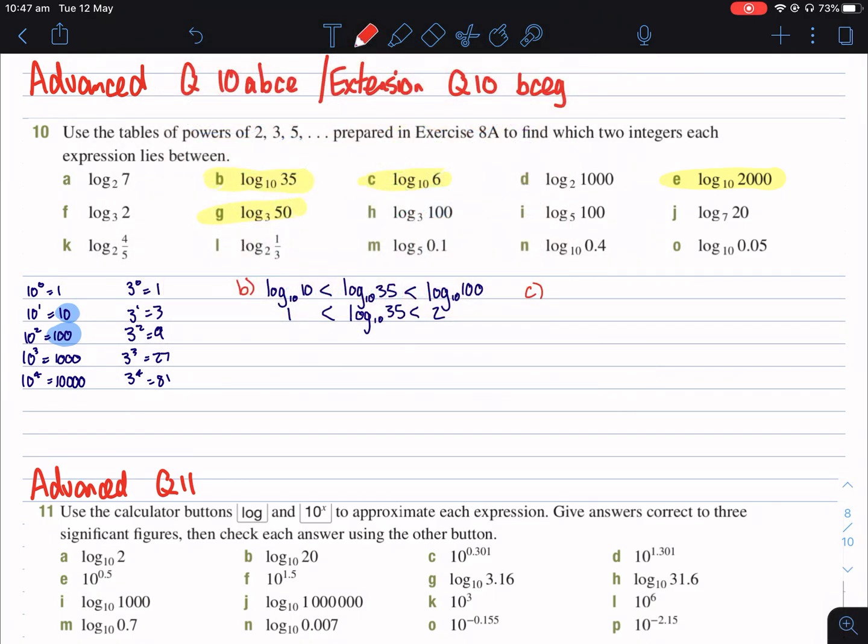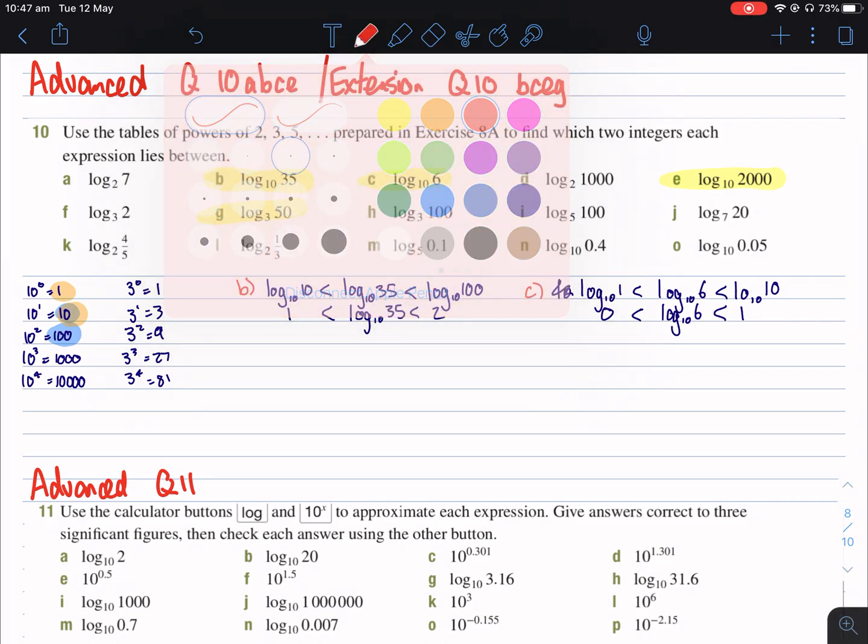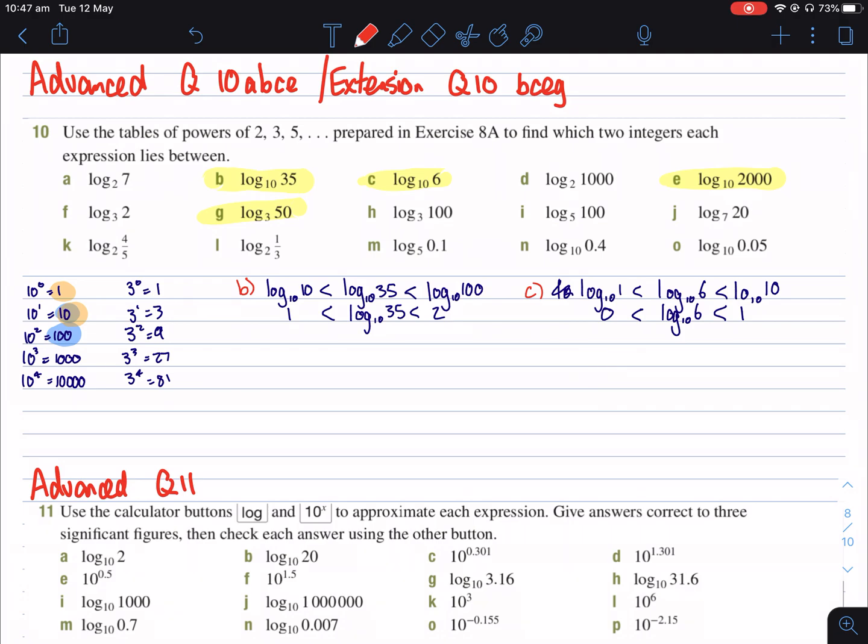Let's have a look at log base 10 of 6. Well, 6 is between 1 and 10. So it's going to be more than log base 10 of 1, and it's going to be less than log base 10 of 10. So log base 10 of 1 is 0, because 10 to the 0 is 1. And log base 10 of 10 is 1, because 10 to the 1 is 10. So there's some number that 10 to that number will give you 6. It's not a nice number, certainly not like 0.7.